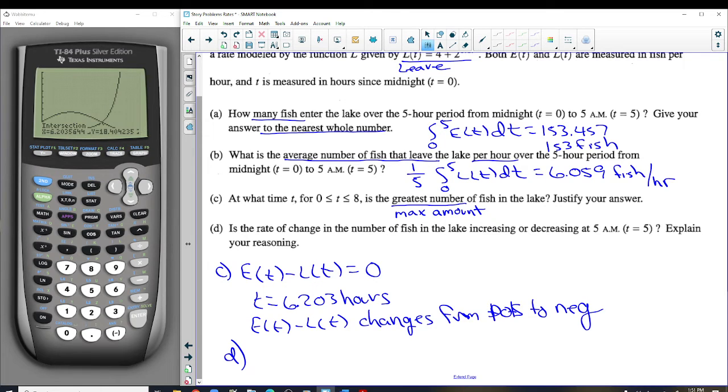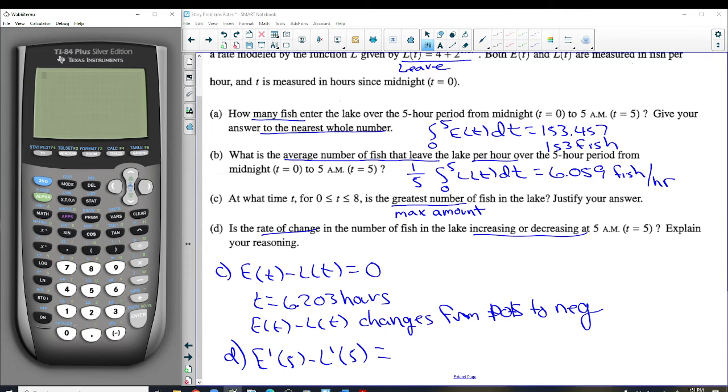Is the rate of change in the number of fish in the lake increasing or decreasing? So in other words, what's the rate of the rate at 5 a.m.? So this one is E prime of t minus L, actually L prime of 5. We have an actual value. E prime of 5 minus L prime of 5. And again, earlier we didn't use our calculator a lot for derivatives because we want you taking derivatives of functions. We want you practicing that and getting better. But if we can use our calculator, we're going to use math number 8.